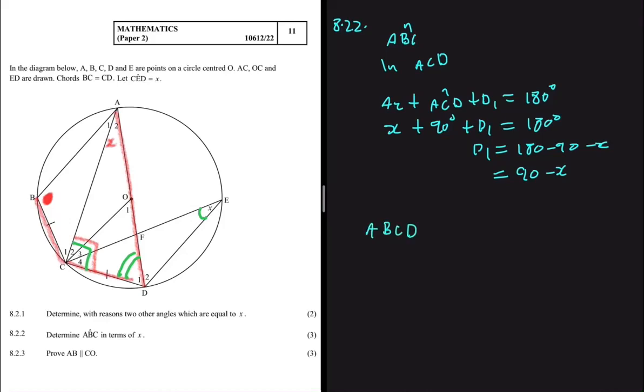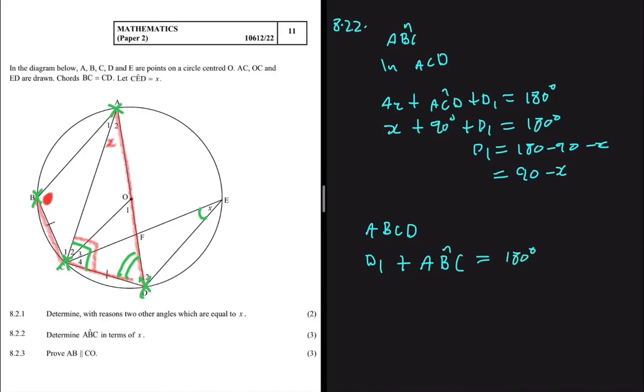ABCD is a cyclic quad, right? All the corners of this quadrilateral are lying on the circumference of the circle. So what does that tell us? We know fully well that the opposite angles of a cyclic quad add up to 180, right? So we say that D1 plus our angle ABC that we're looking for should be equal to 180 degrees, right? It's the basics.